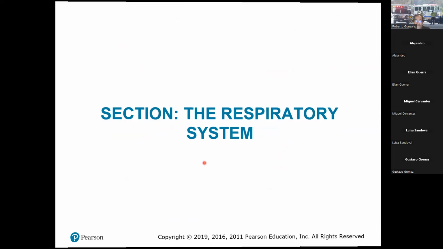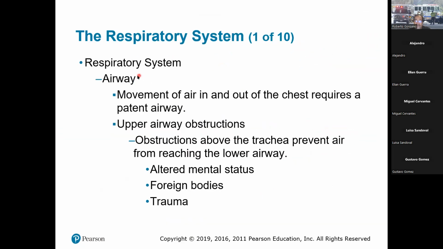Now, the respiratory system itself, when it comes to pathophysiology, the movement of air in and out of the chest requires a patent airway. And by the word patent, it means an open airway. So patent and open mean the same thing. Upper airway obstructions usually are above the trachea and prevent air from actually reaching the lower airway, which is your alveoli.